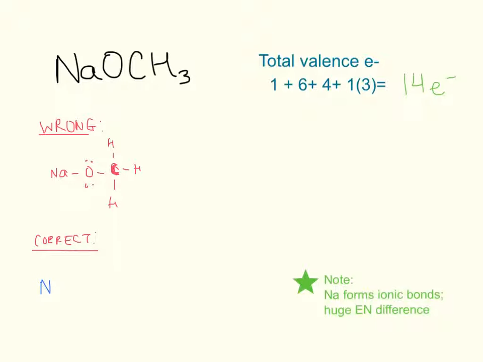I'm going to draw the sodium to the side. Then I see that there's the oxygen bonded to a carbon, and the formula has 3 hydrogen attached to it. Now I'm going to check to see if I have the total valence electrons of 14. I'm going to count the surrounding atoms first, and then the central atom. 14 minus 8, I have 6 electrons left.